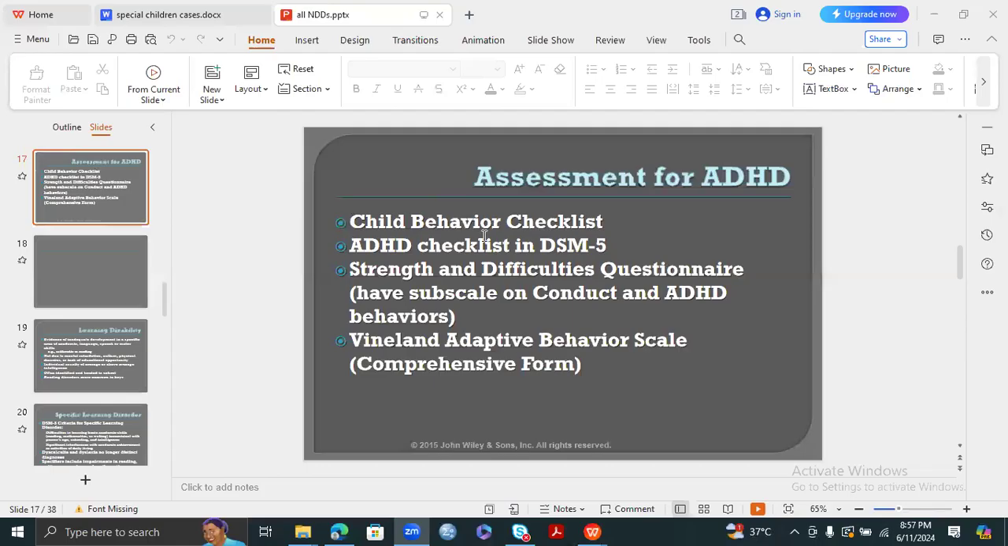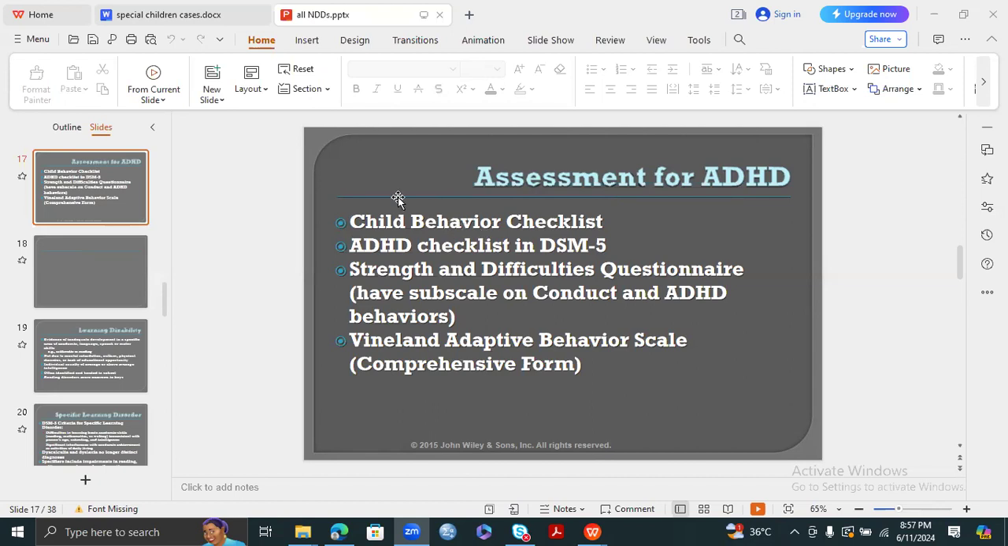All right. Welcome back. Now we'll continue from the ADHD. We were talking about the treatment management, but now we will be talking about the assessment that would be required for any psychologist to determine if the child has ADHD. Those are the preferred, or you can say the diagnostic tools for ADHD.